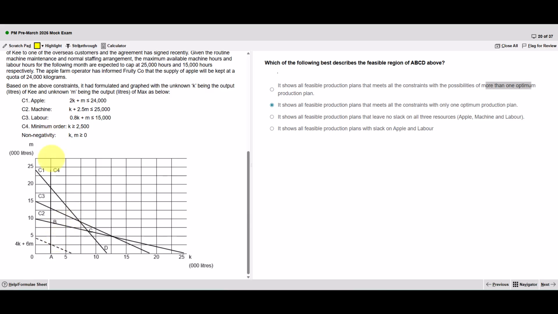Well, that's not true because anywhere along this line, or this part of this line, which is part of C1, there's no slack on apples. However, had it just said labour, labour is outside, so there's always slack on labour within the feasible region. So because of the word apple there, that one is not true.